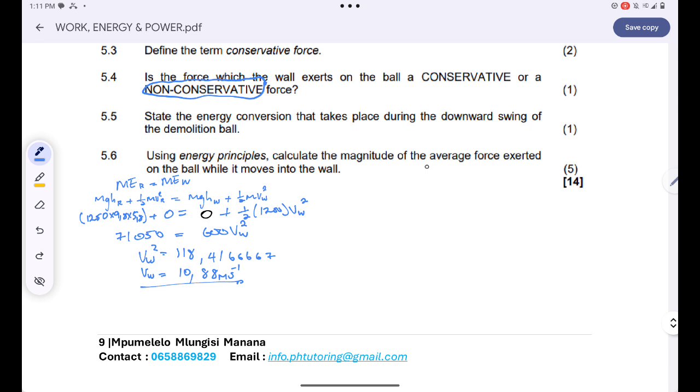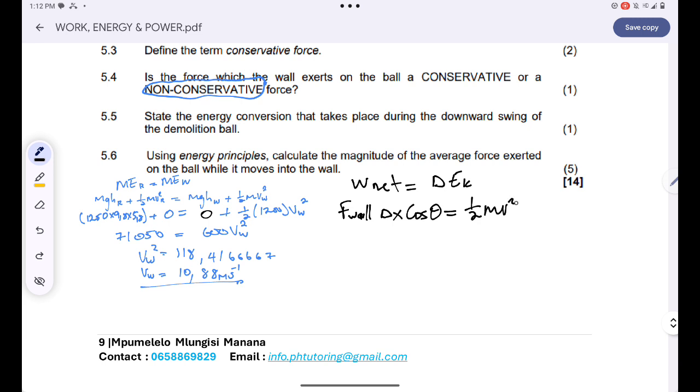Calculate the magnitude of the average force exerted on the ball while it moves into the wall. I simply know that net work is equal to the object's change in kinetic energy. There's only one force here, guys. It's the action-reaction force. It's the force of the wall on the ball multiplied by delta x cos of theta. This is equal to the change in kinetic energy, right?